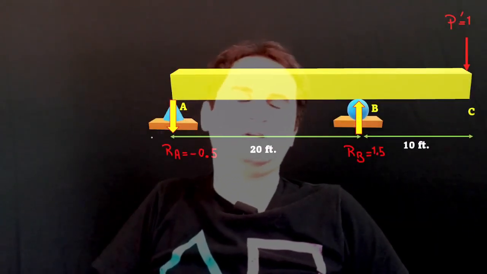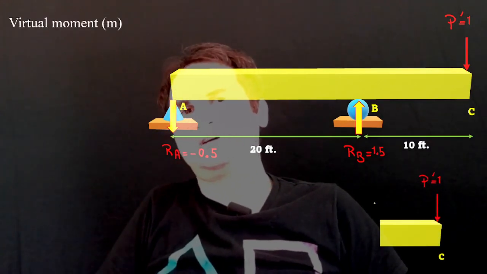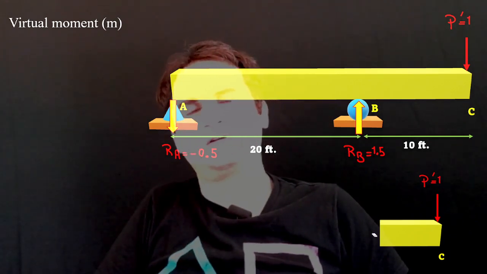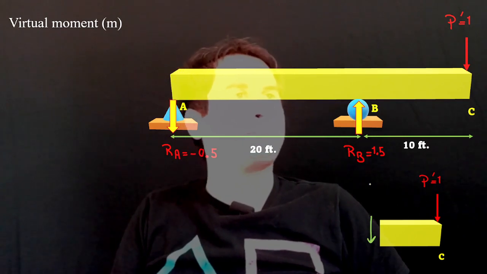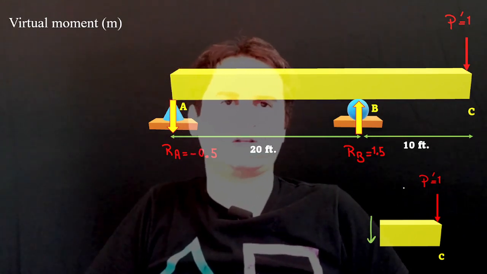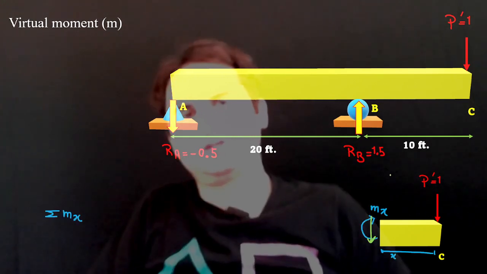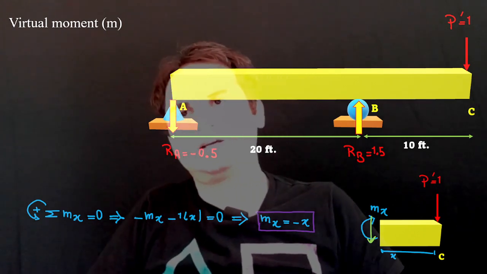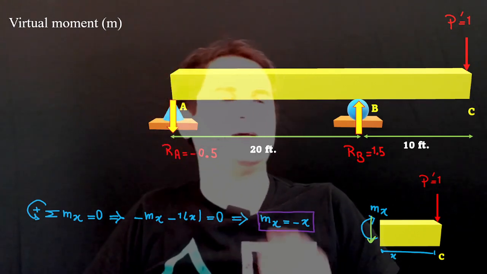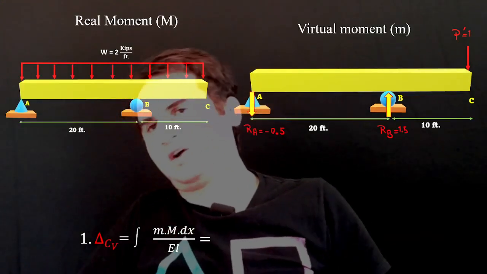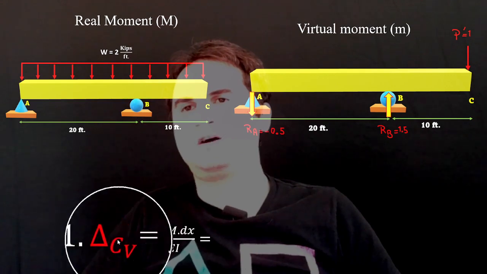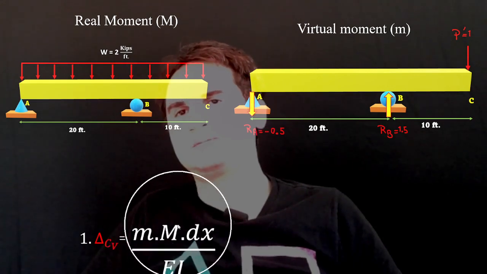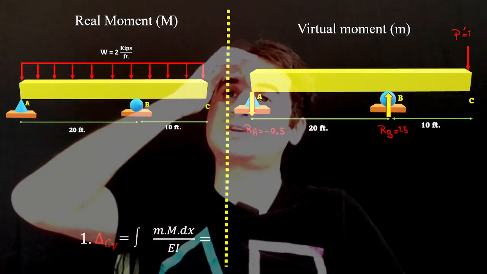Now if we come to the virtual force on the structure, the solution involves applying different methods, but if you cut the section through, it gives you mx equal to negative x. So as soon as we have the virtual and real moment for both parts, we write down the equation of 1 times delta C vertically equal to integration over the span of capital M times small m over EI. That's all we need to do.